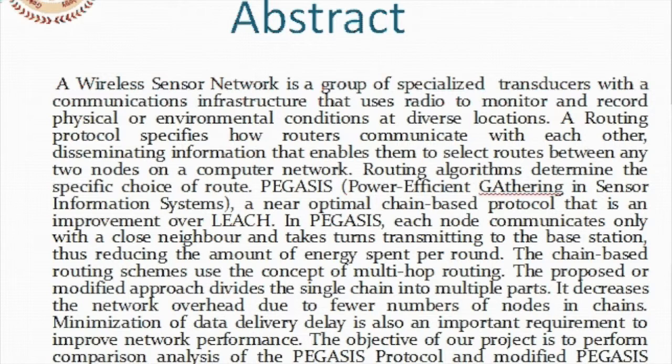Then, what is a routing protocol? A routing protocol specifies how the routers used in a wireless sensor network communicate with each other and what paths are chosen by them for the data transmission.